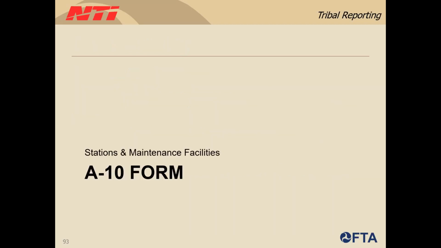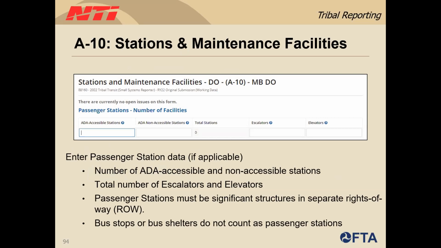Next, we will discuss the stations and maintenance facilities A10 form. The A10 form represents your agency's passenger stations and maintenance facilities. For fixed route modes, such as motor bus, a section for passenger stations will appear at the top of this form. So here you'll report the total number of ADA accessible and ADA non-accessible stations, as well as the total number of escalators and elevators if applicable.